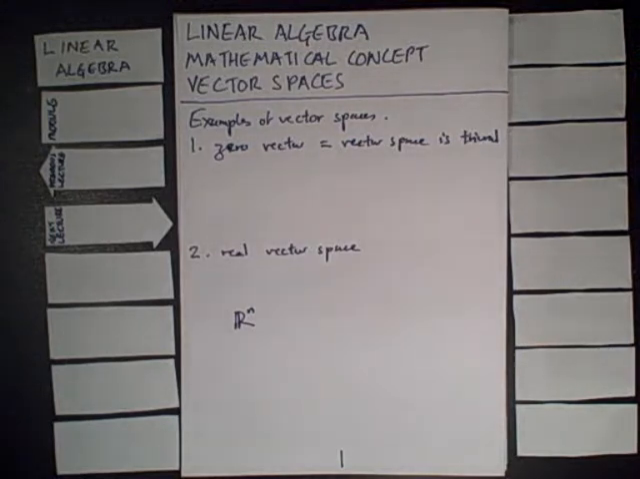Linear algebra. In this lecture we shall go through some examples of vector spaces. Our first example is the zero vector. First of all, how do we know it's a vector space? Well, think about it. It's a set which satisfies both the vector addition and scalar multiplication properties of a vector space.